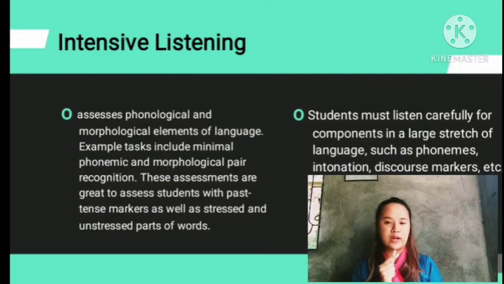These assessments are great to assess students with past tense markers as well as stressed and unstressed parts of words. This type of assessment is not quite authentic but does serve the purpose for assessing parts of words. Students must listen carefully for components in a large stretch of language, such as phonemes, intonation, discourse markers, etc. The assessment example I am presenting is an assessment that recognizes phonological and morphological elements.